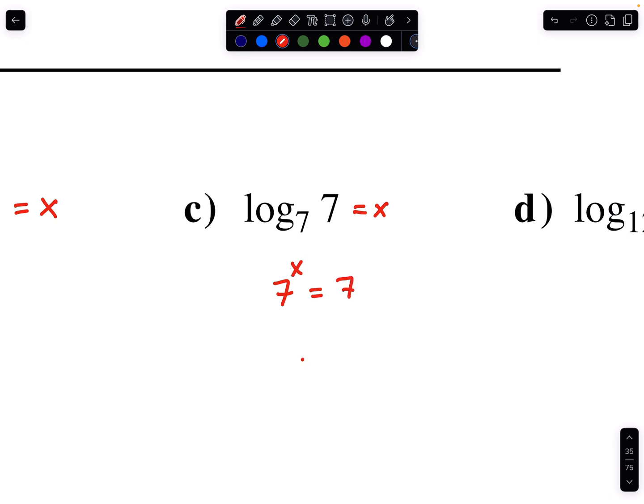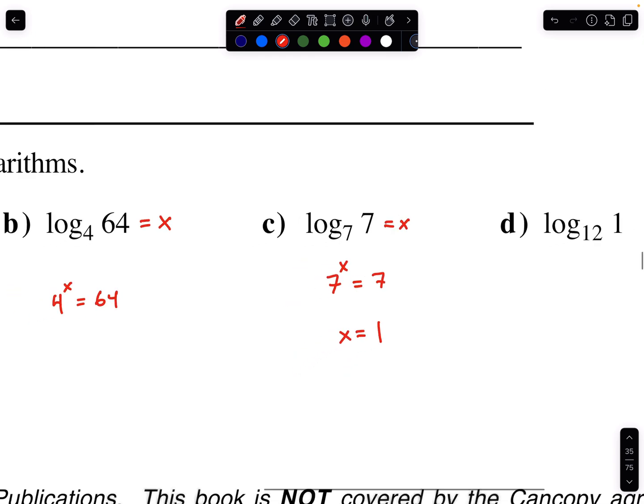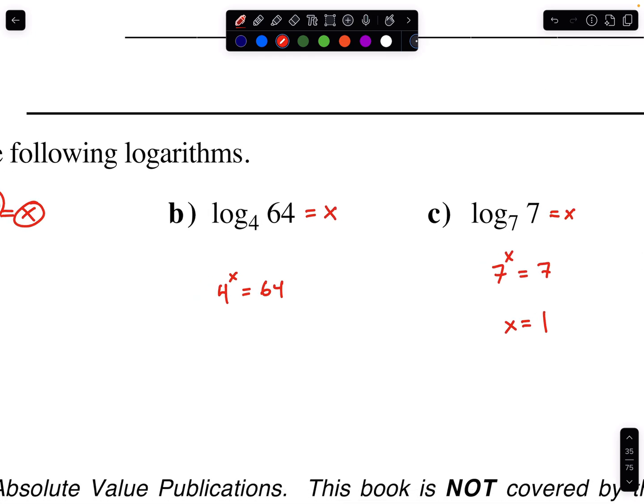Okay, and we can even solve these. I probably should be doing that. So x is equal to 1. If I were to go back over here, 4 to the something equals 64. I think most of us should know that. That is going to be 3. So here x is equal to 3.